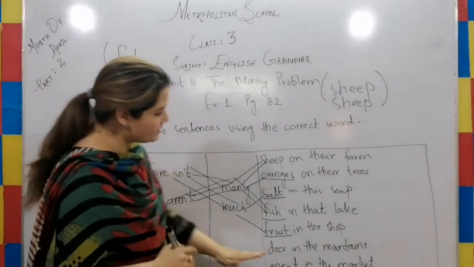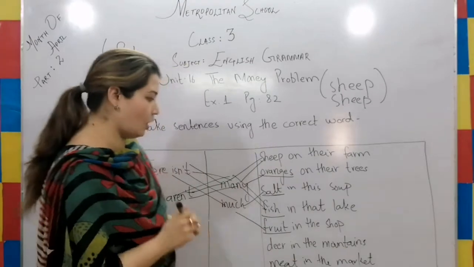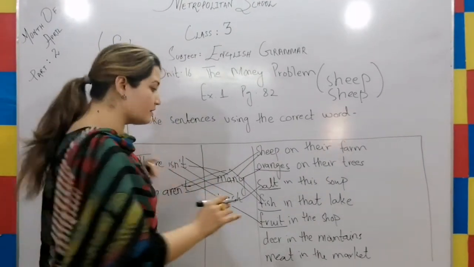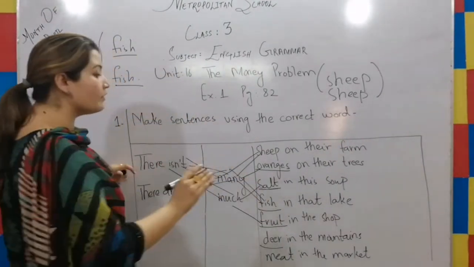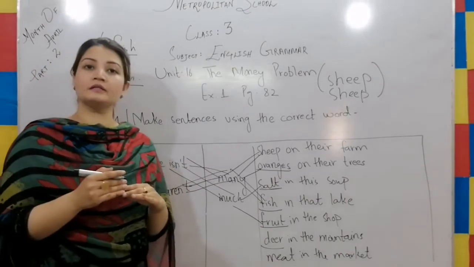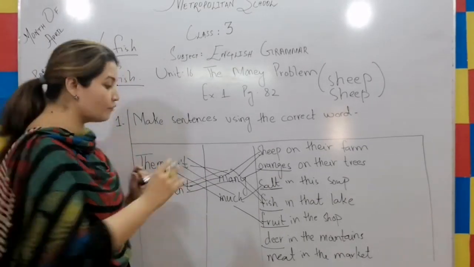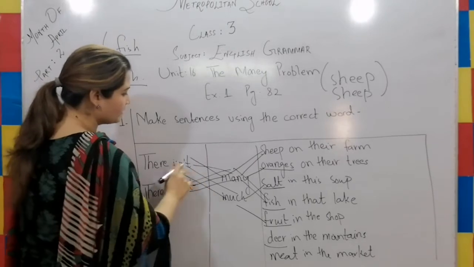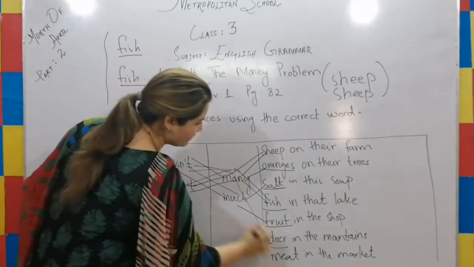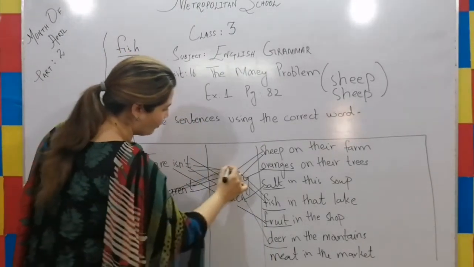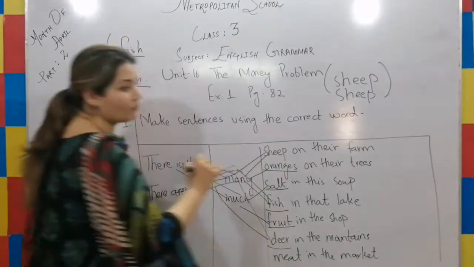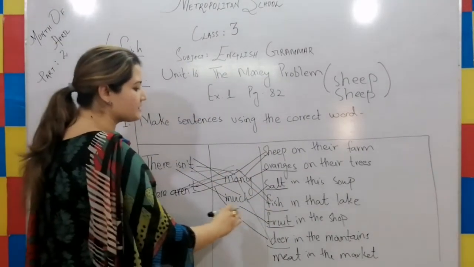The next phrase is deer in the mountains. Now, my dear students, the same case is here. Deer in the singular is also deer. In the plural, it remains deer. So we will use it in both cases. There is not many deer in the mountains, and there are not many deer in the mountains. In both cases, it will remain the same.